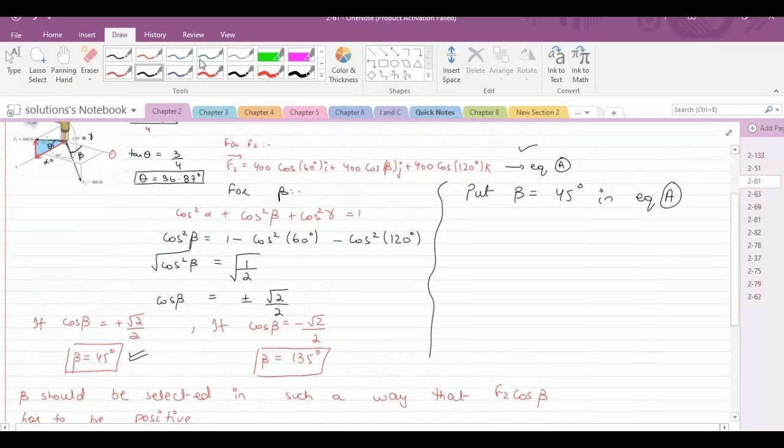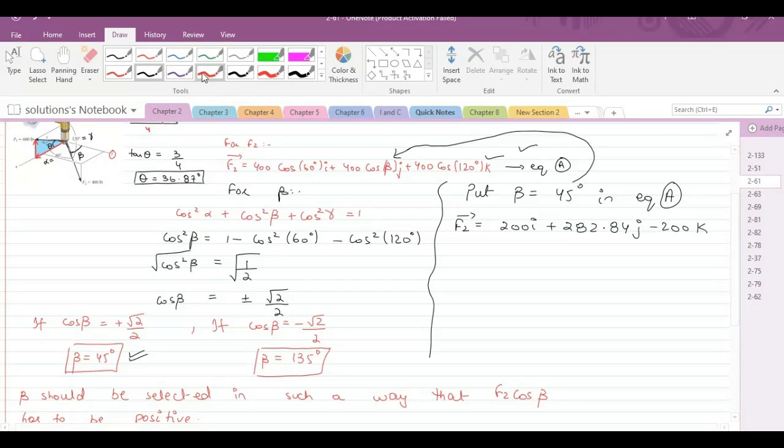In this equation, I'm going to put the beta here. So this equation becomes F2 equals 400 cos 60, which becomes 200i, plus, and now beta is 45 degrees, so 400 into cos 45 becomes 282.84j, and 400 cos 120 becomes negative 200k. So this is my second answer.